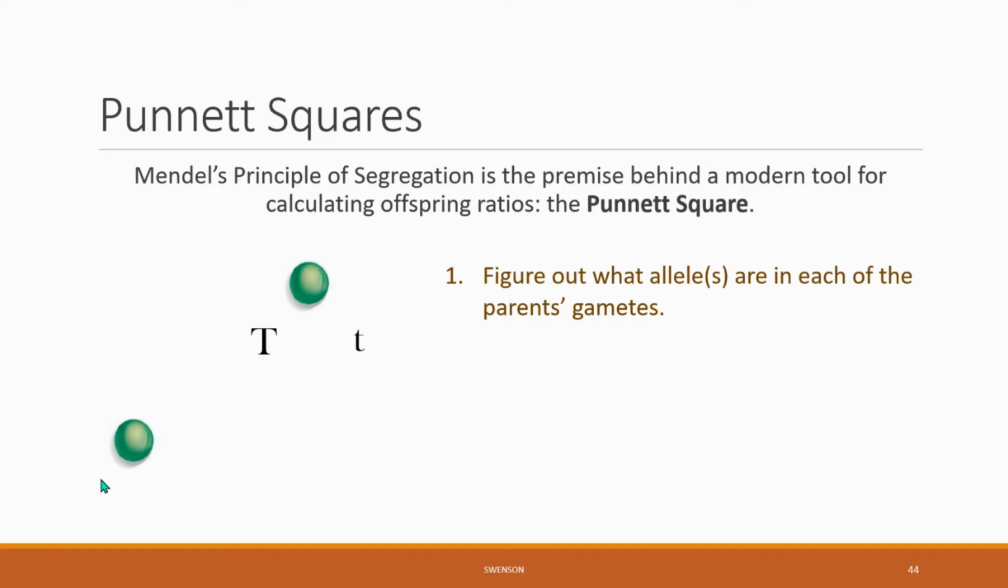So in the F1 generation, we had capital T lowercase t for one parent, and the same for the other parent, capital T lowercase t.